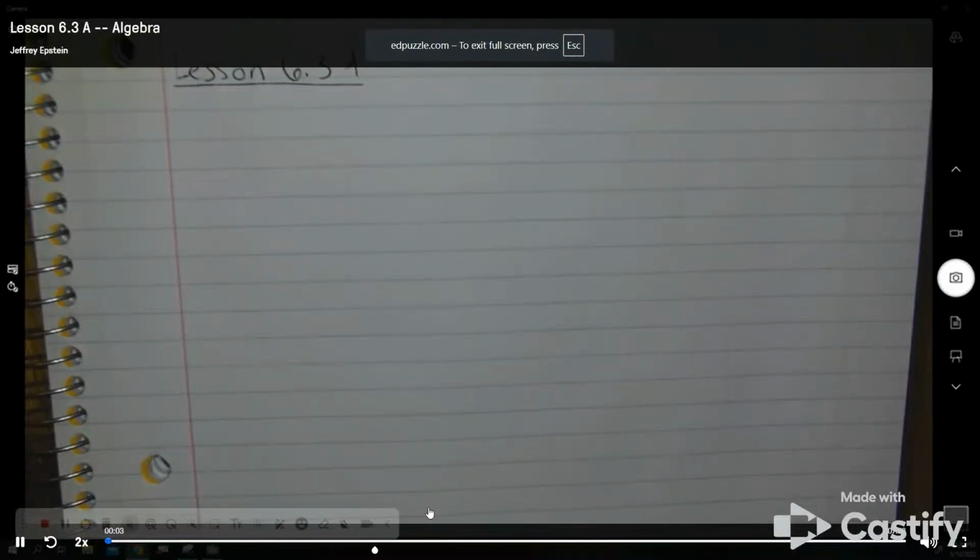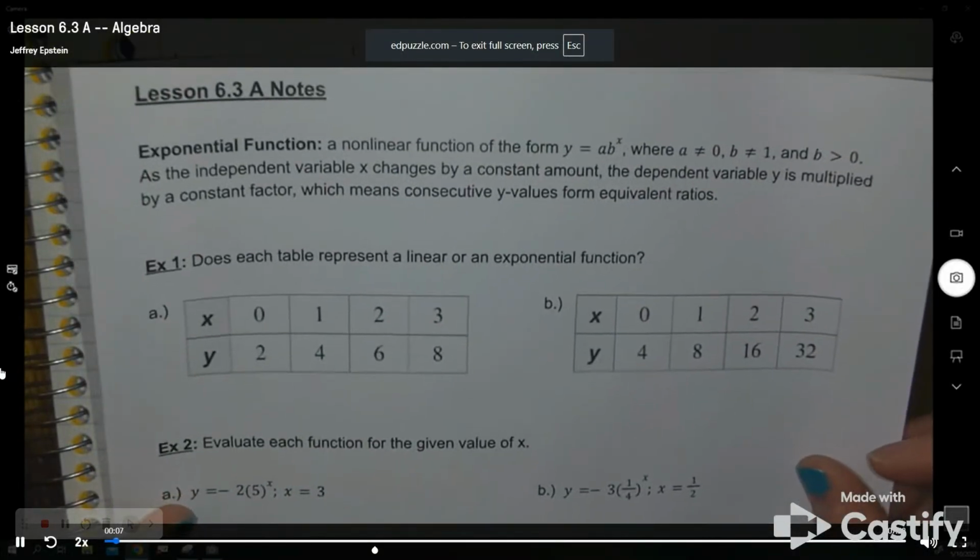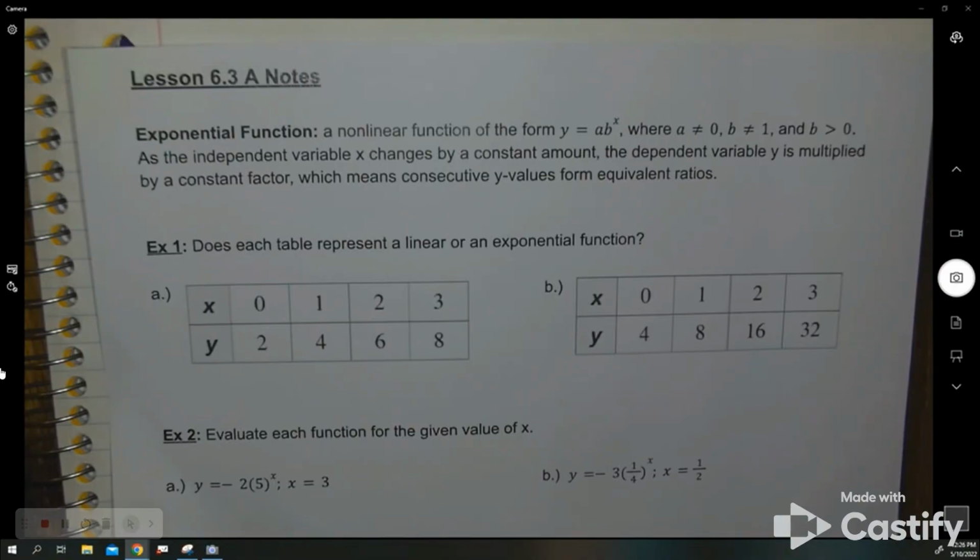This is lesson 6.3a. In lesson 6.3a, we're going to be talking about exponential functions. An exponential function is a nonlinear function, and it is in the format of y equals a b to the x power. A is not equal to 0, b is not equal to 1, and b is also greater than 0. So we can't have b as something that's smaller than 0.